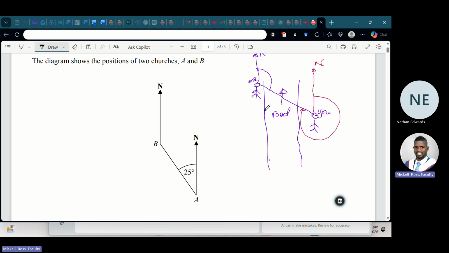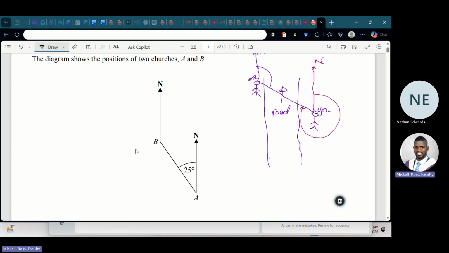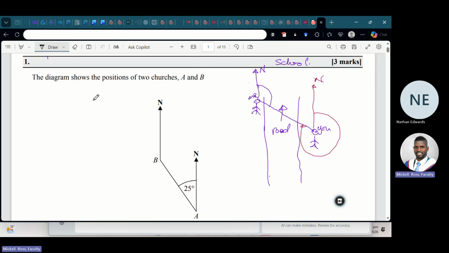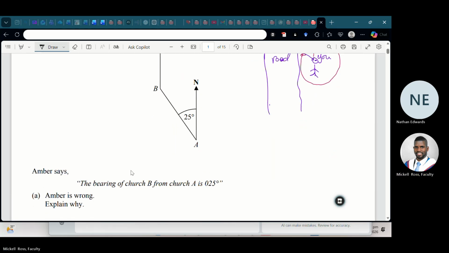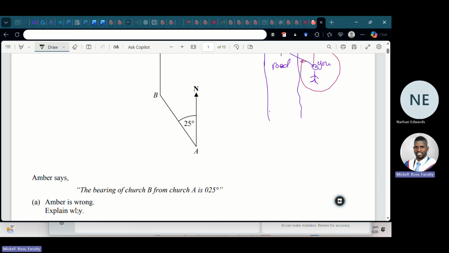Let's look at what this is dealing with. It says the diagram shows the position of two churches, A and B, right? So we clearly see A and B. Amber says the bearing of church B from church A is 025 degrees. Amber is wrong. Explain why. Let's explain why Amber is wrong.